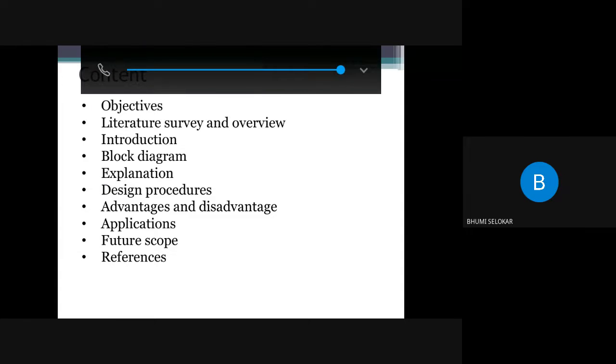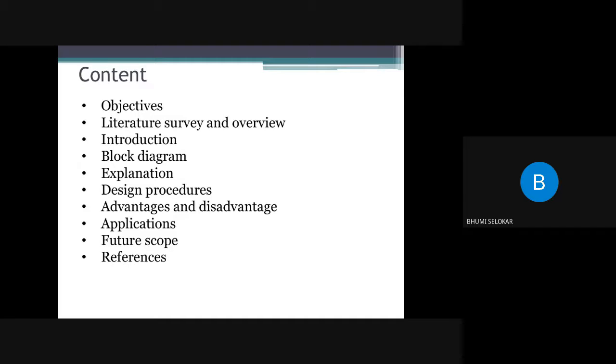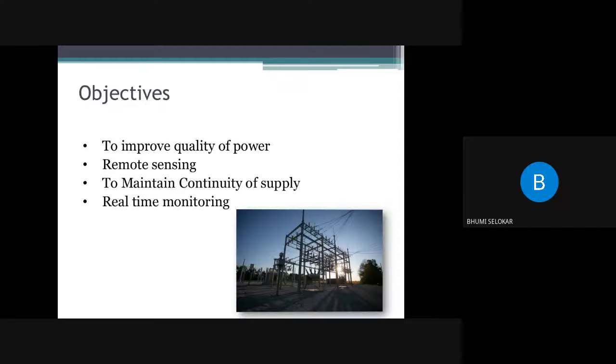objectives, literature survey and overview, introduction, block diagram, explanation, design procedures, advantages and disadvantages, application, future, and references. Firstly, objective. The main purpose of the project is to maintain continuous power supply and improve power quality. Real-time monitoring and remote sensing can also be done.